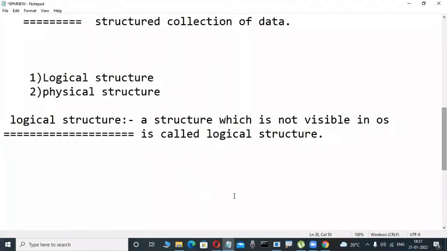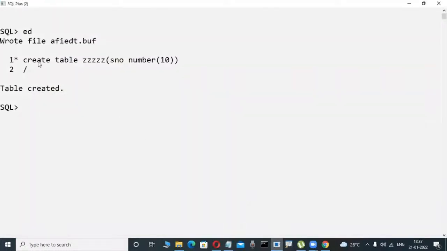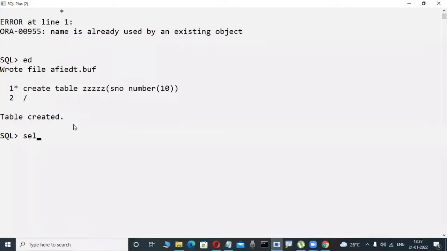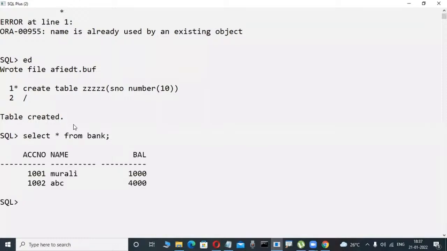That's why, when you are creating a table, we are unable to view it in C drive or D drive like that. But where is it visible? Yes, in a database. This is a database only, don't worry. In this database only, it is visible. So those tables are visible in the database, but not visible in C drive, D drive like that.